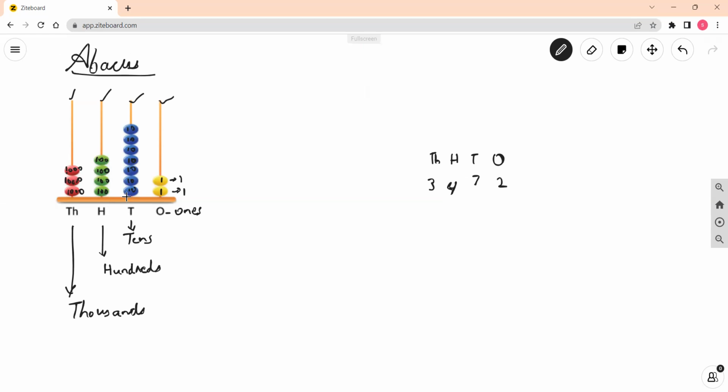Okay, for example, I am giving you a question. Please answer this question in the chat box. For example, instead of 3 red beads, I am having 5 red beads, and I am having 2 more yellow beads. Now you have to tell me what the new number formed here is in the chat box. I am waiting for your numbers.